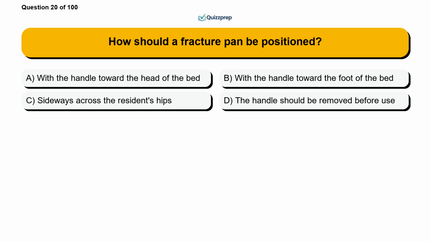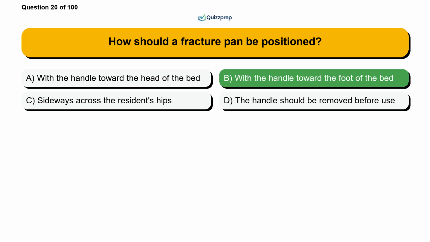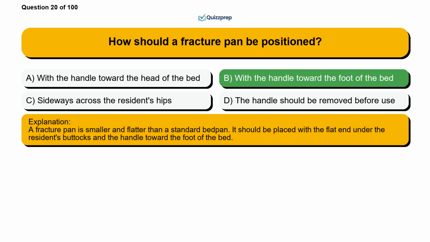Question 20. How should a fracture pan be positioned? Option A, with the handle toward the head of the bed, option B, with the handle toward the foot of the bed, option C, sideways across the resident's hips, option D, the handle should be removed before use. The correct answer is option B, with the handle toward the foot of the bed. A fracture pan is smaller and flatter than a standard bedpan.